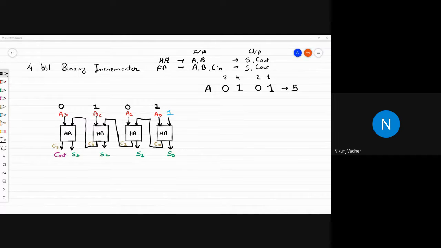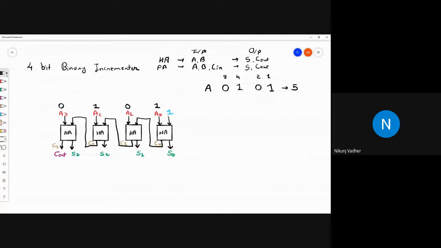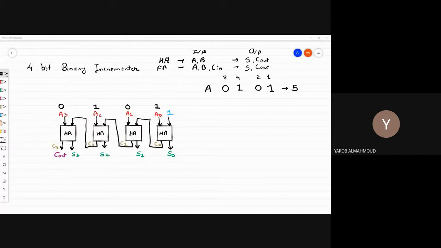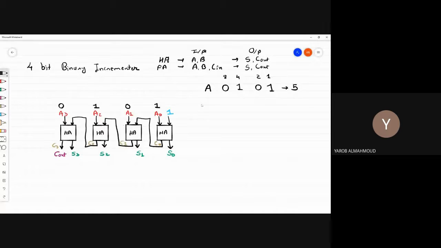I have asked a very simple question. What will be the answer of 1 plus 1 and what will be the carry? It's 0 and the carry is 1. Exactly, good. So here sum will be 0 and carry will be 1.